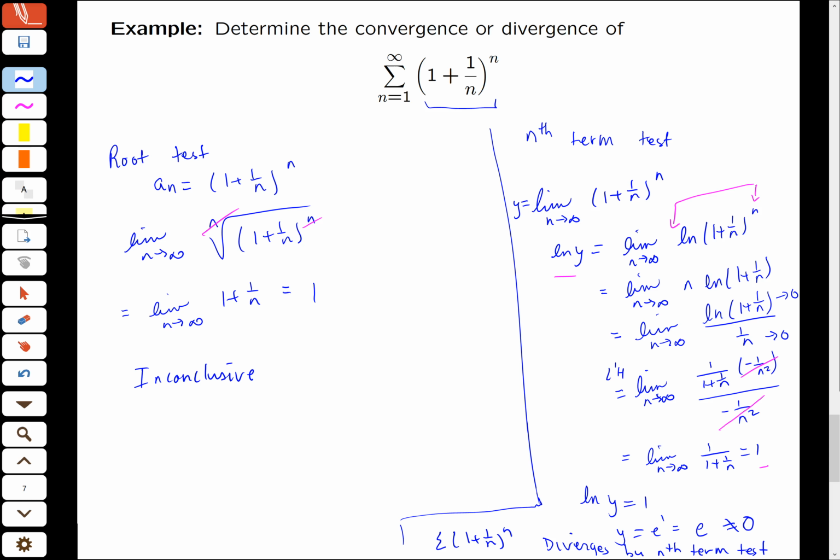Okay, sometimes your test is inconclusive. When it's inconclusive, it may or may not converge. You have to try something else. Last time we saw an inconclusive one with the ratio test, which did converge. This time I showed you a divergent series that was inconclusive using the root test. Just because something is inconclusive does not mean you can assume that it either converges or diverges. You have to try something else to know for sure. That's why we don't like inconclusive.